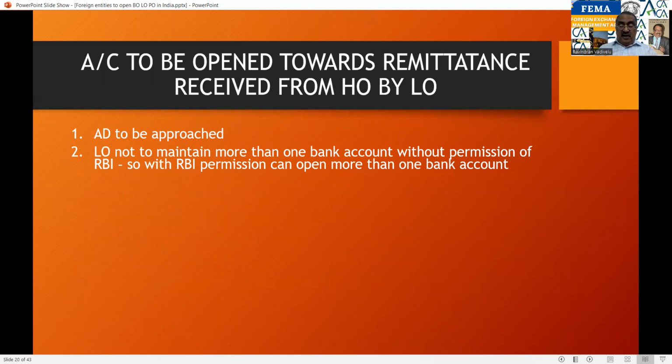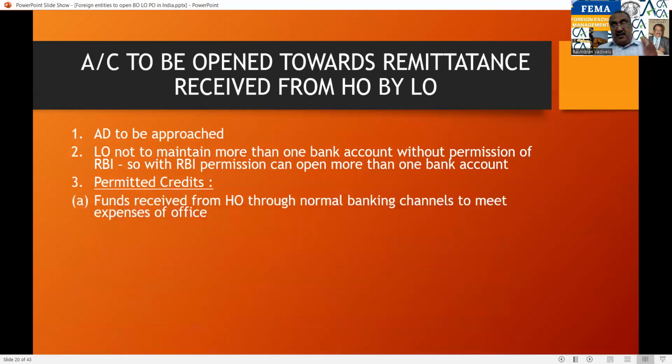For that, you have to get the RBI permission. If they want to open any additional bank account, then they have to get the permission from RBI. Then they are permitted to open another account. And what are the permitted credits? So now you have opened the bank account. What are the permitted credits?